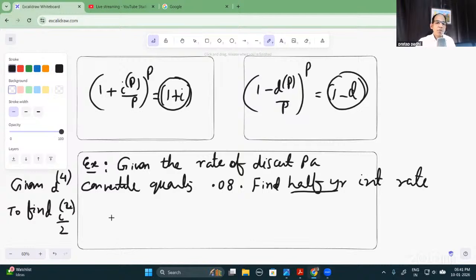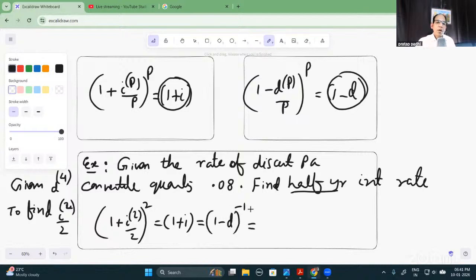So I'll start with this formula. I'll write 1 plus i2 divided by 2, power 2. That will be equal to 1 plus i from the first formula, and that is 1 minus d power minus 1. 1 minus d is 1 minus d_p by p, power p, but given 4. So write 1 minus d4 divided by 4, power 4, so this will be minus 4.